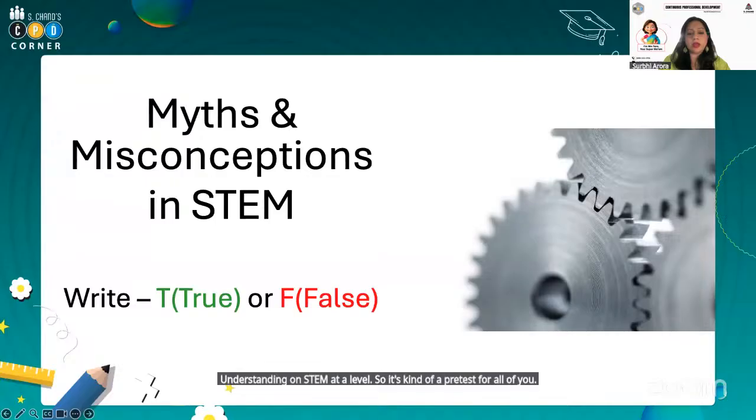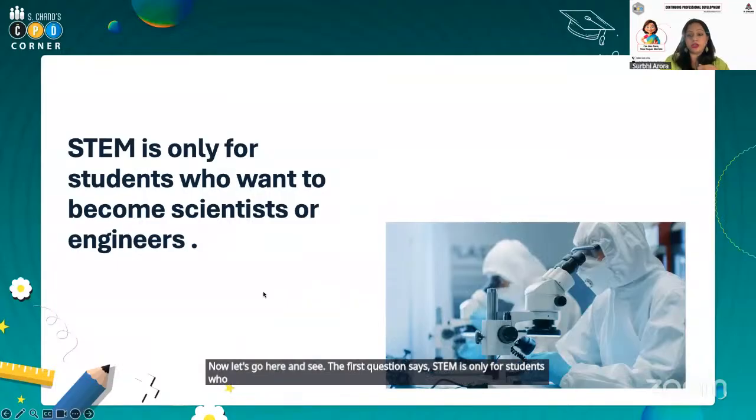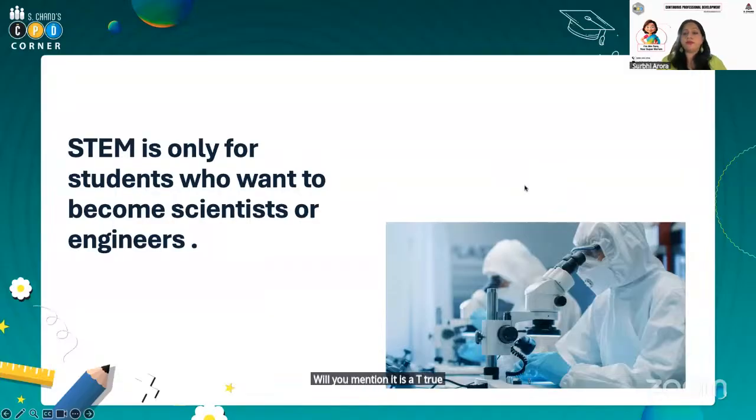Now, let's go here and see. The first question says, STEM is only for students who want to become scientists or engineers. Will you mention it as a T, true, or F, false? Okay, I'm looking at answers just floating in continuously.